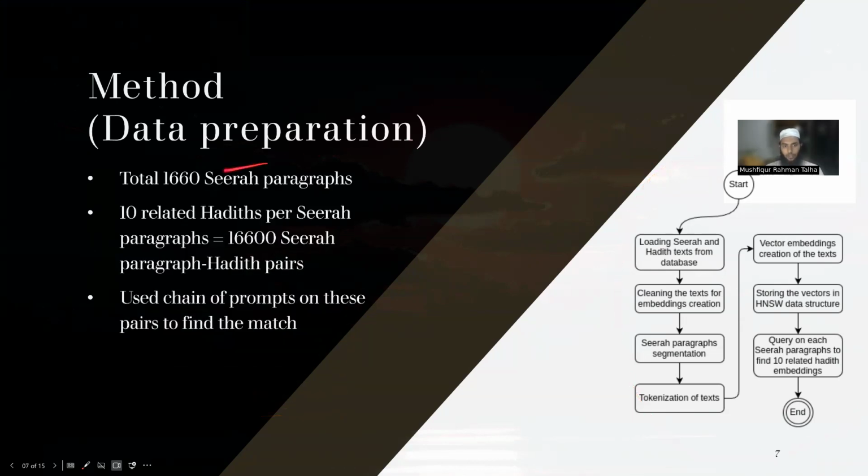After this process, we found a total of 1660 Seerah paragraphs, and for each of the paragraphs, 10 related hadiths were found. That makes a total of 16,600 Seerah paragraph and hadith pairs. Then for each of these pairs, we carried out a chain of prompts for finding out the match type.